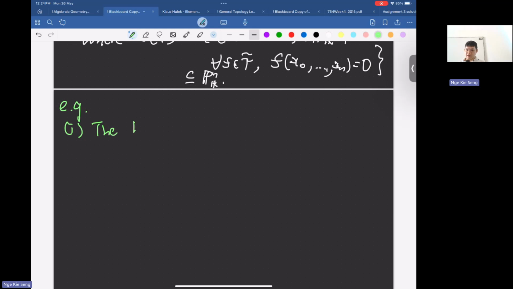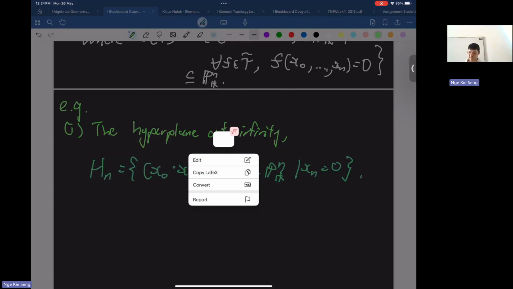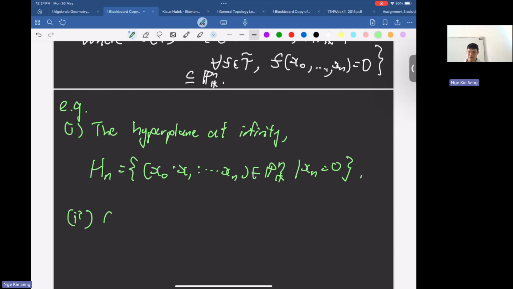So first example is the hyperplane at infinity. Let me define it for you. These are H_n, the points such that one of the coordinates is 0. And so this is a projective subvariety. Last time we looked at the affine cover, such that one of the coordinates is non-zero, the cover of a variety. Second, you can have this variety here.